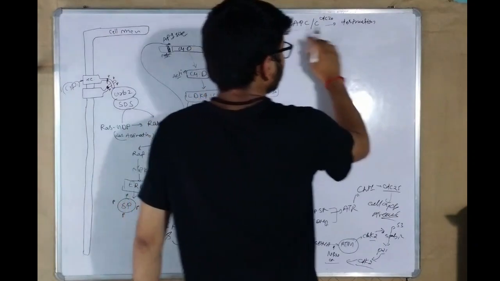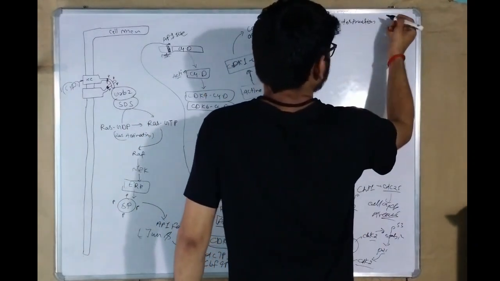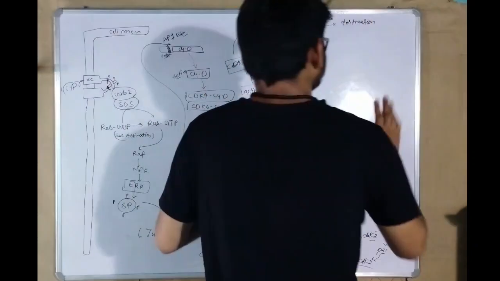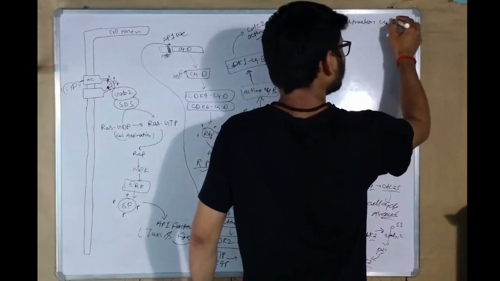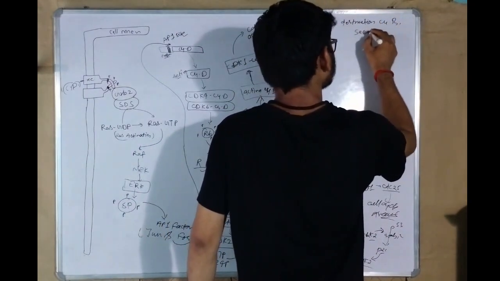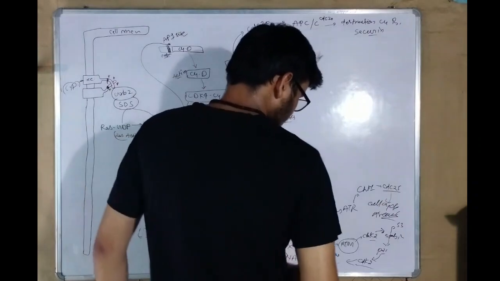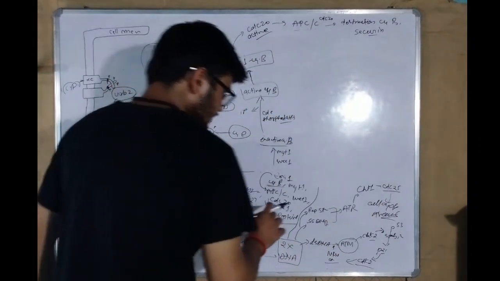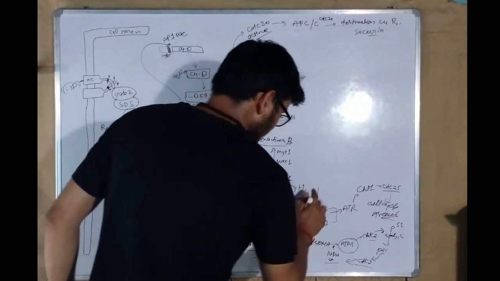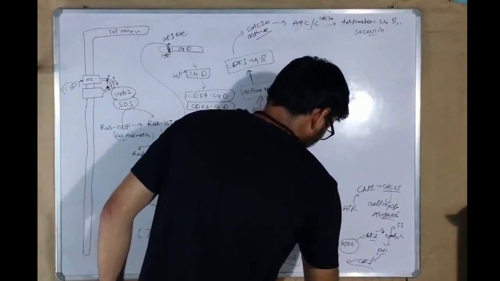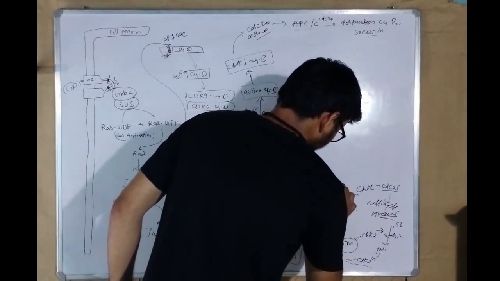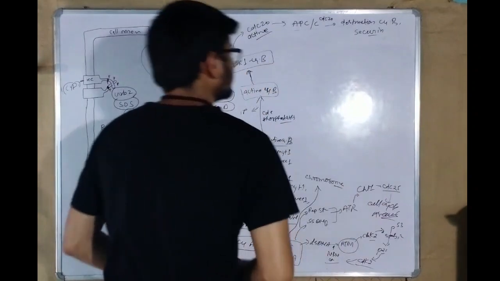This complex will trigger the destruction of very specific proteins. First is our cyclin B, and another is our securin. And one more thing that we should notice here, that this double amount of DNA will be condensed and take a form of chromosome. Okay, chromosome.